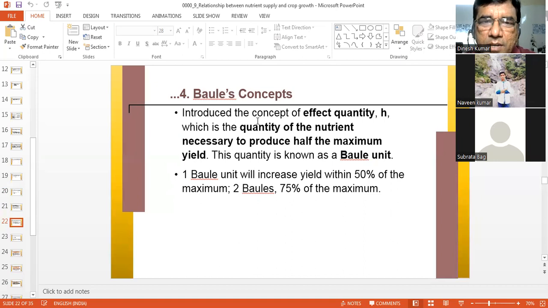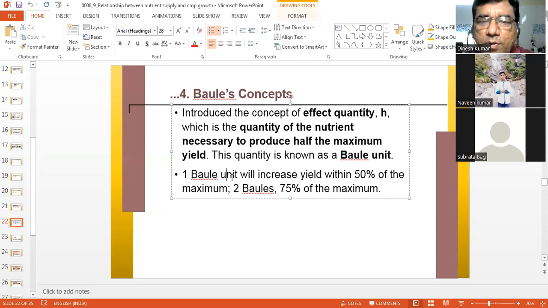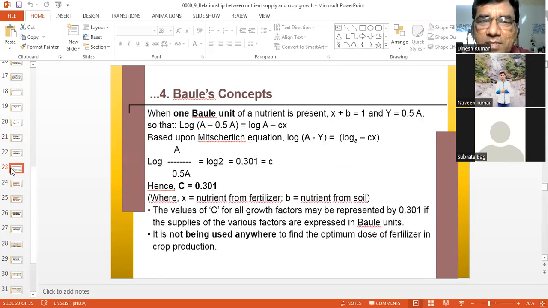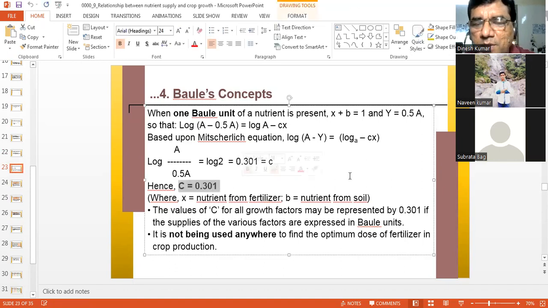But anyhow, he introduced the concept of effect quantity H, which is the quantity of the nutrient necessary to produce half, or 50%, of the maximum yield. This quantity is known as the Baule unit. One Baule unit will increase yield by 50% of the maximum. Two Baule units, 75% of the maximum. And you go on, by the 9th or 10th unit you can go up to 100%. So this is just a fantasy. And in this, he has calculated the value of C as 0.301. You can go through it.